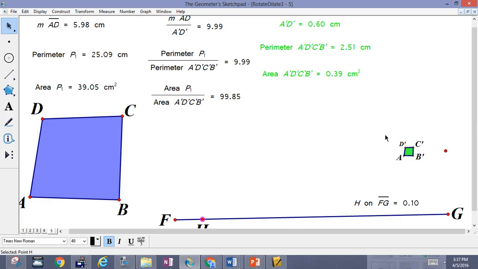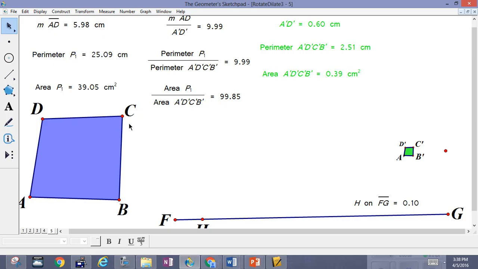So now what am I saying? Every side of the blue polygon is 10 times larger than the green polygon. So the ratio of the sides is 10 to 1. The ratio of the perimeters is 10 to 1. The ratio of the areas is 100 to 1. In other words, I could fit 100 of these tiny little polygons inside of this polygon. When the sides are in a 1 to 10 ratio, the areas are in a 1 to 100 ratio.